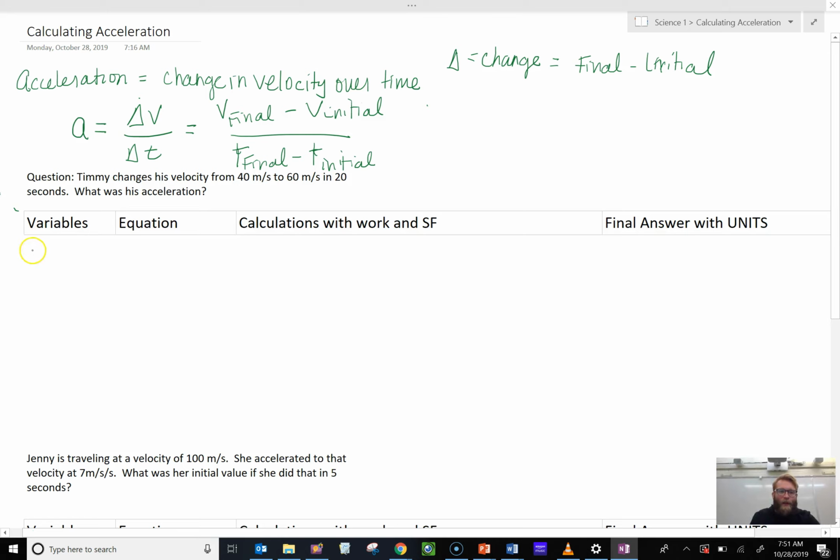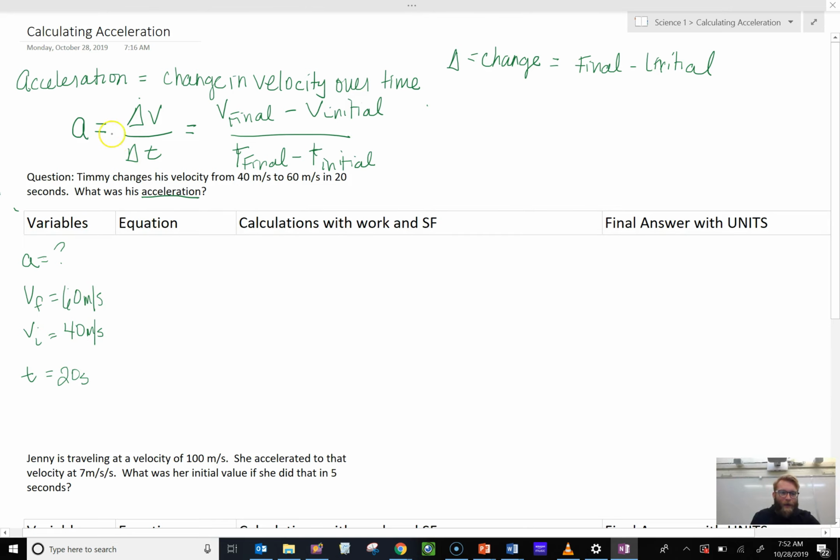In our equation, the variables that we have are acceleration, our final velocity, our initial velocity, and our time, so whatever our change in time is, or however long it takes us to do that. Okay, so those four things. We know from the question that the acceleration is what it's asking us to find. We know that the question is telling us that he changes velocity from 40 meters per second to 60 meters per second. So that means that he went from 40 meters per second initially and ended at 60 meters per second. That is the values in which he changed. And we know that he did this in 20 seconds of time. Okay, great. So we have all of our variables here.